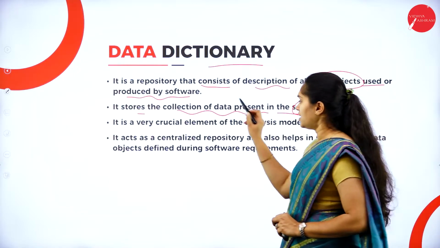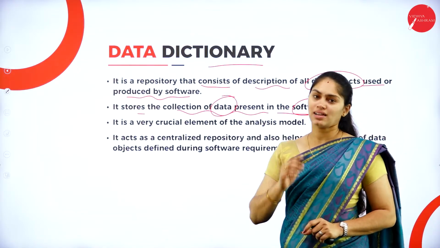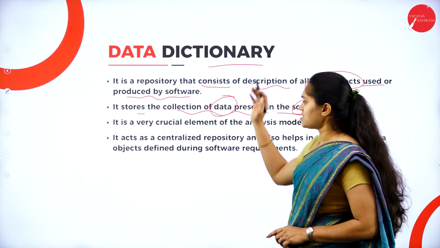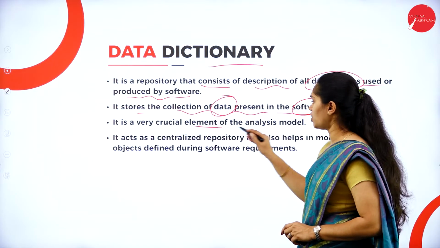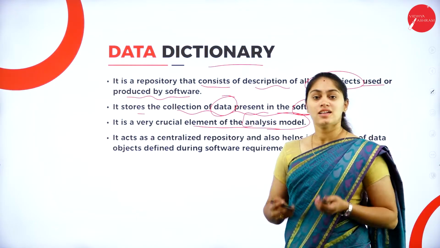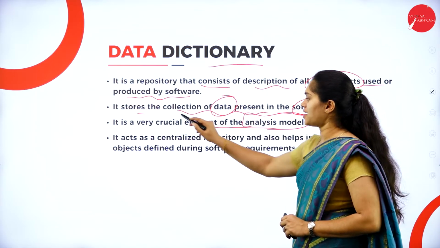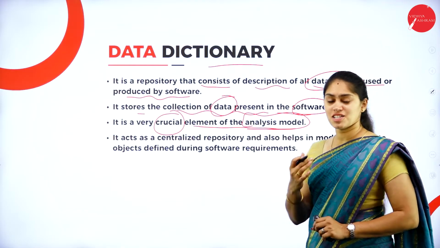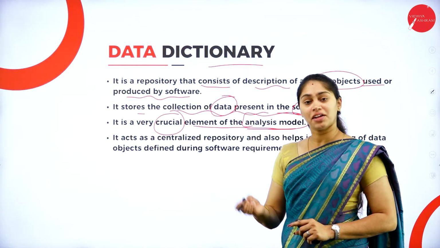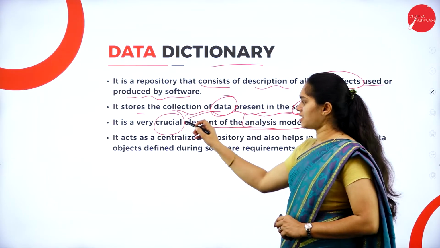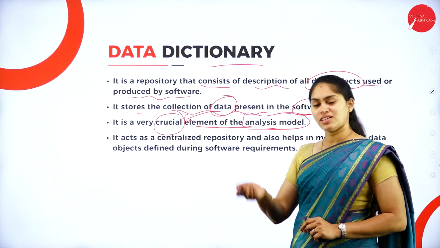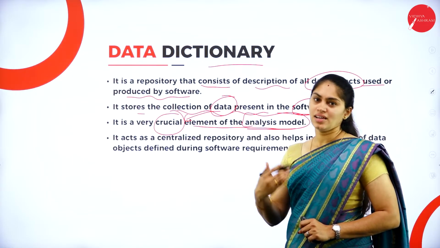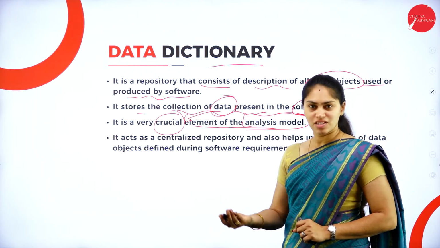As I told earlier, data will be considered as a resource, so that needs to be preserved in a well documented format. For that reason we have this data dictionary, and also this is a crucial element of the analysis model. So we are going to consider this data dictionary as a crucial element of a software or a system, or of the analysis modeling. Why? Because if something goes wrong or if you are missing any of the data in the software development, even after the development of a software, if you have missed out any of the data objects, then it is going to lead to the failure of a software or a system.